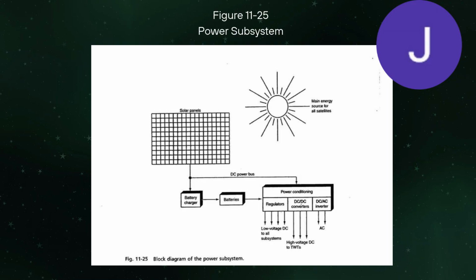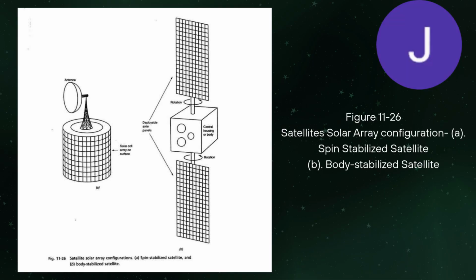In a power subsystem, the satellite lifetime depends heavily on the power system's reliability. That's why they are using solar and battery as a backup. Next is a figure of a satellite solar array configuration, spin stabilized satellite, and the body stabilized satellite.